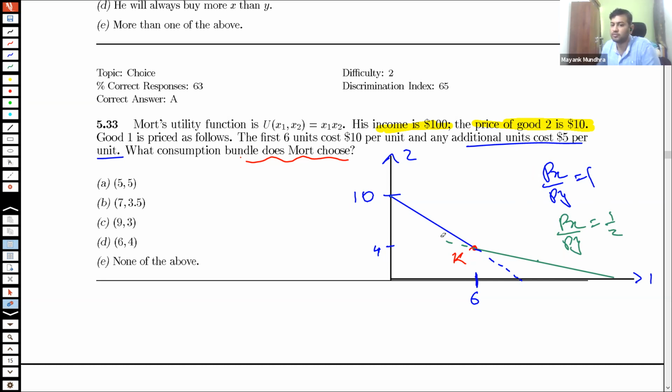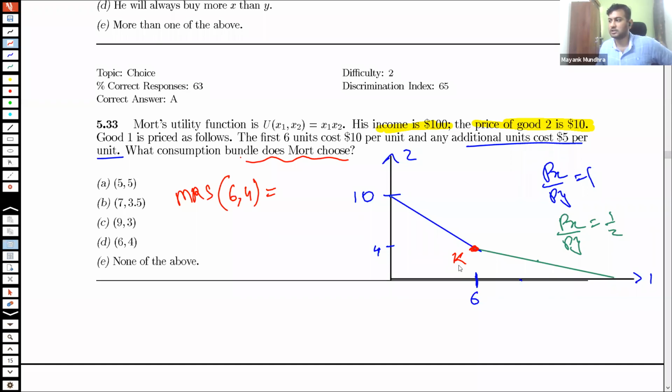So let me give you a shortcut to find out in which of the segments the optima will lie. Either your optimum will lie like this, or your optimum will lie like this. One of these is the optima. I have to figure out which is the true optima. The answer is hidden in the indifference curve that passes through the point K. So what is the slope of the indifference curve through K? That is MRS. What is the MRS at the point 6, 4?